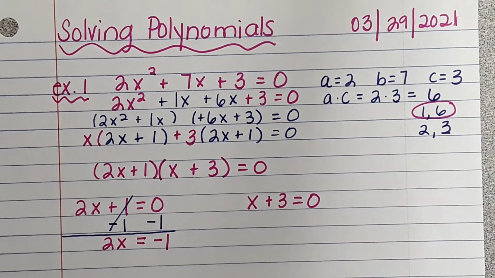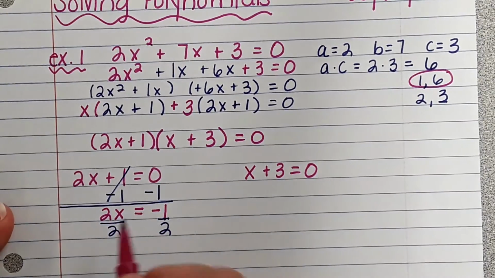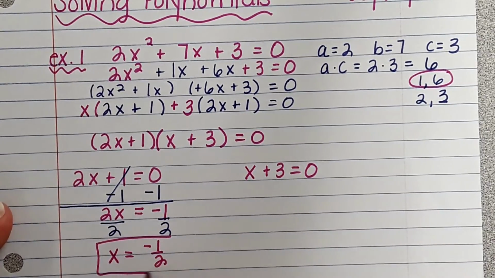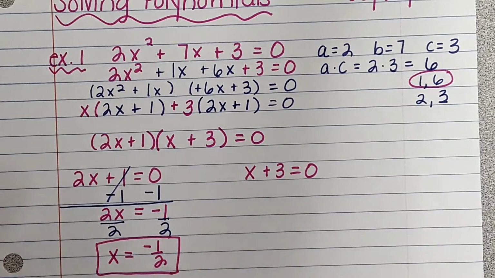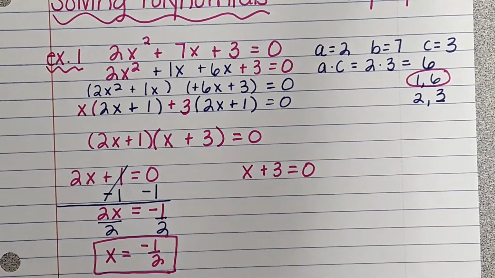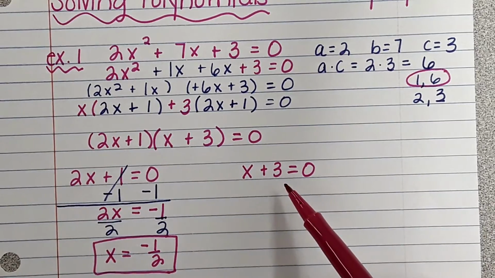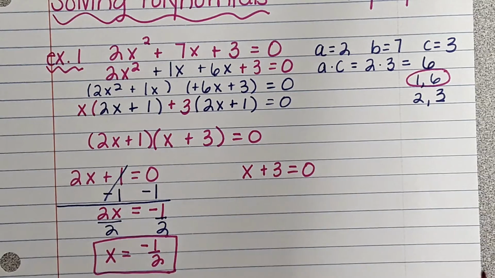Now what do we do? Divide by what? So x equals negative 1 over 2. That's our first answer. Yep, because we solved this equation. Now we have this one. There's always going to be 2 answers. If there's two sets of parentheses, 2 answers.